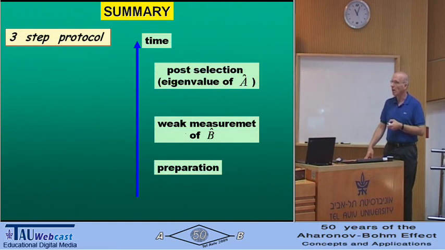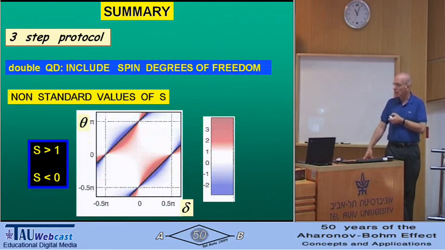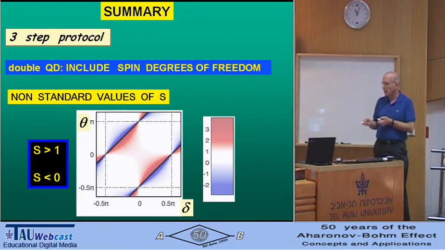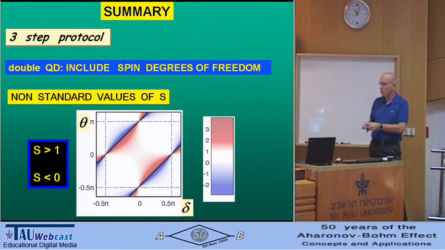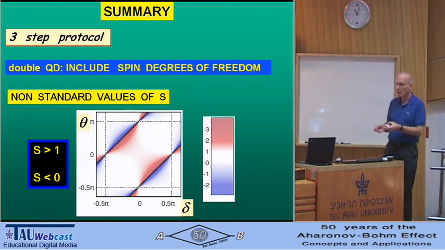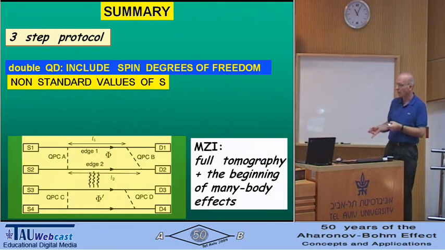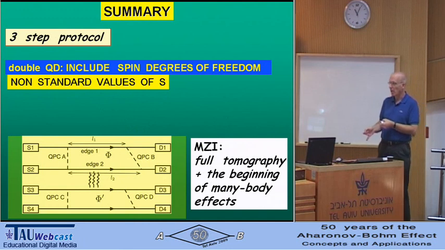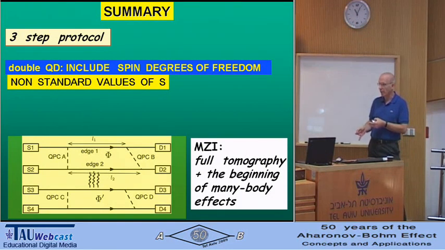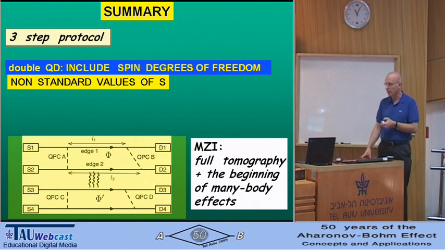So in summary, I reviewed the weak value protocol, and there are 3 steps. Secondly, I showed you this outcome of trying to define the weak value of the total spin of 2 electrons on a qubit. And one can obtain a weak value with S larger than 1, S smaller than 0. And finally, I spoke about full tomography and many-body effects within a weak value of a double Mach-Zehnder interferometer.